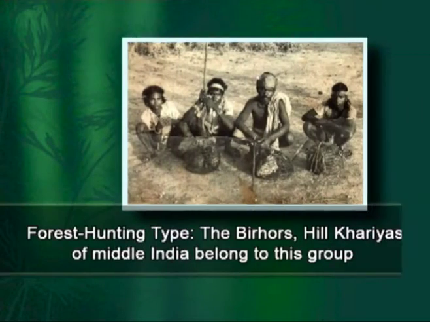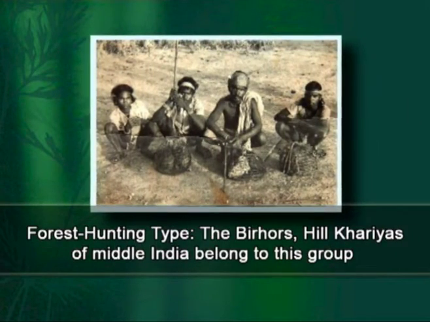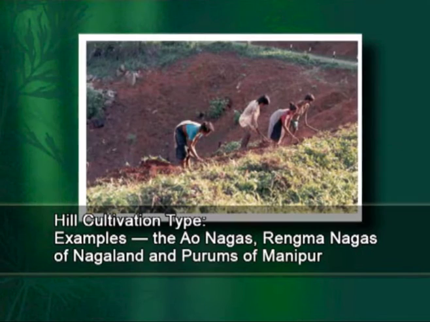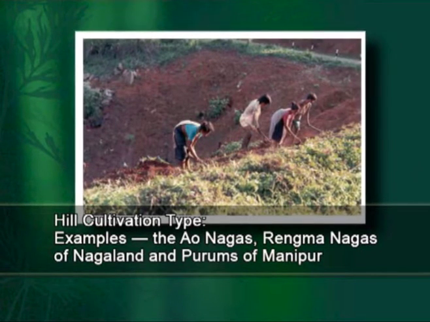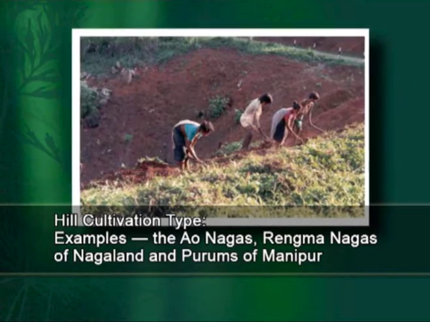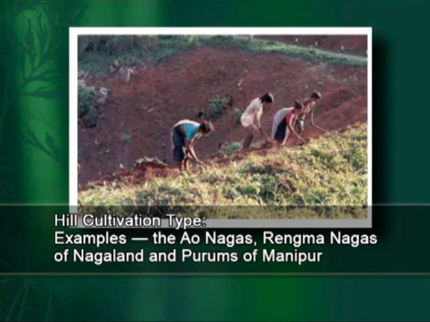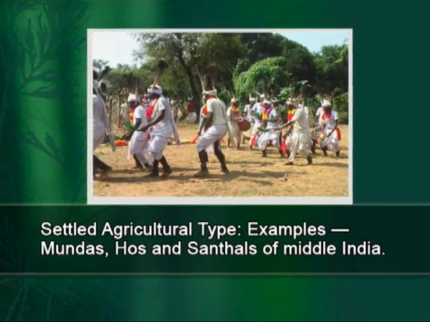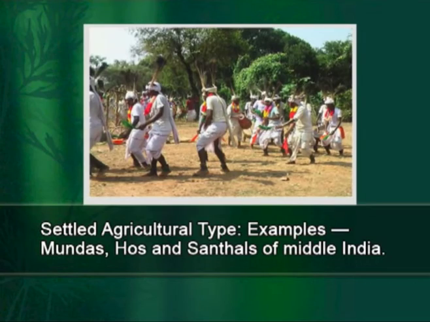Now we come to the economic classification. The tribes of India have been broadly classified into 8 groups on the basis of their primary occupations. They are as follows: forest hunting type. The Birhors, hill Kharias of Middle India belong to this group. Hill cultivation type. Examples, the Ao Nagas, Rengma Nagas of Nagaland and Purums of Manipur. Settled agricultural type. Examples, Mundas, Hos and Santhals of Middle India.